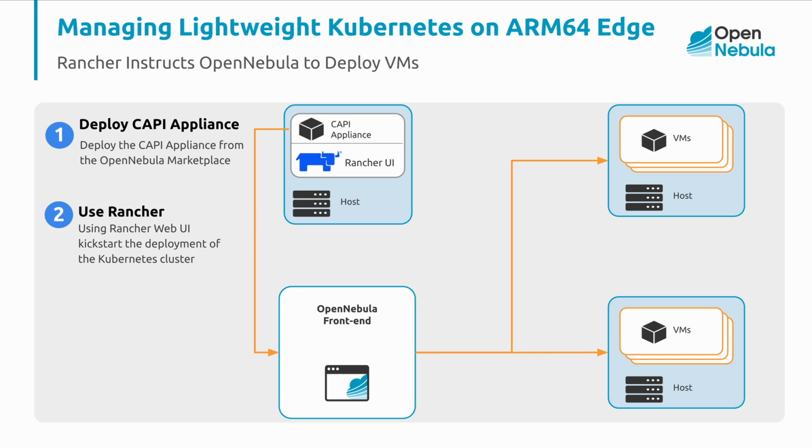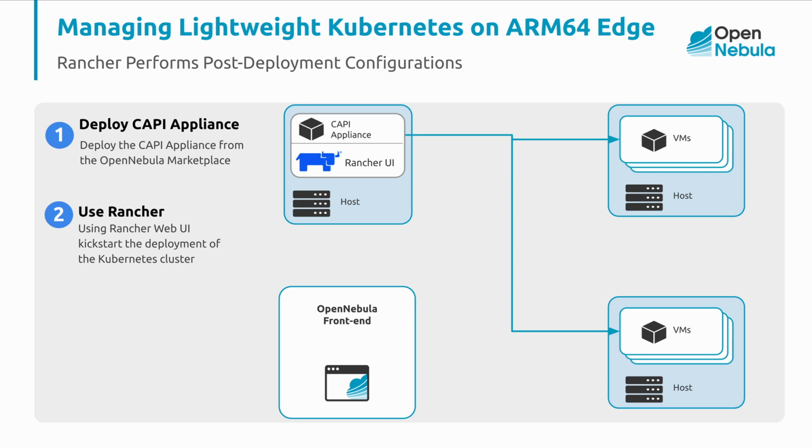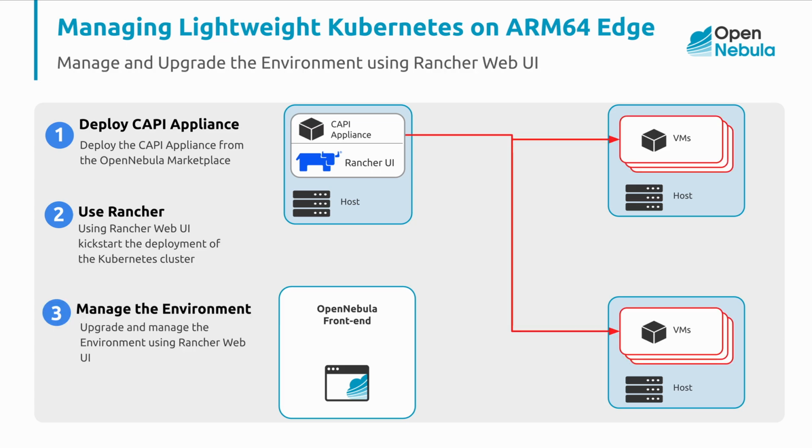The job can be split into two parts. Firstly, the CAPI Appliance is going to deploy the necessary number of virtual machines via the OpenNebula API interface. Secondly, the CAPI Appliance is going to establish the connection to the deployed virtual machines and will configure them to join the respective Kubernetes cluster. Once the Kubernetes cluster is running, you can start using it to deploy applications. If needed, the CAPI Appliance is going to take care of the Kubernetes cluster upgrade, scaling, and maintenance.